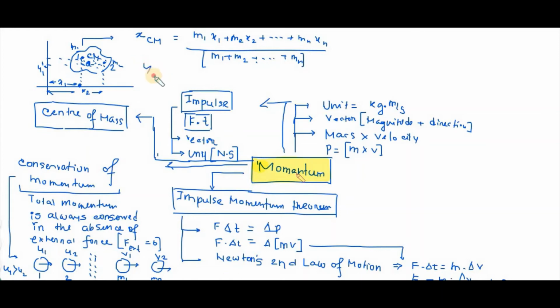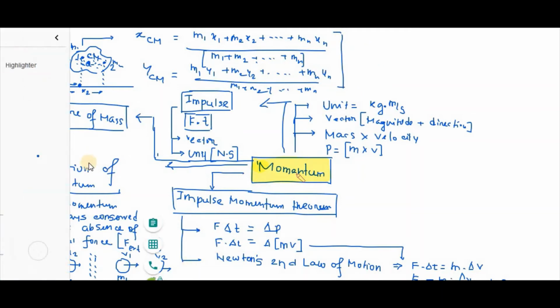Similarly, we can define the center of mass location along the y direction: m1 y1 plus m2 y2 plus up to mn yn, upon m1 plus m2 up to mn, the total mass of the system. So this is the way we can define the center of mass. And let's simplify the case.